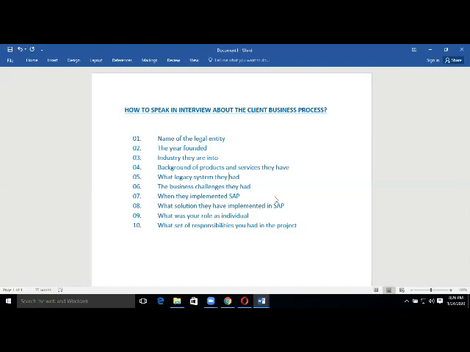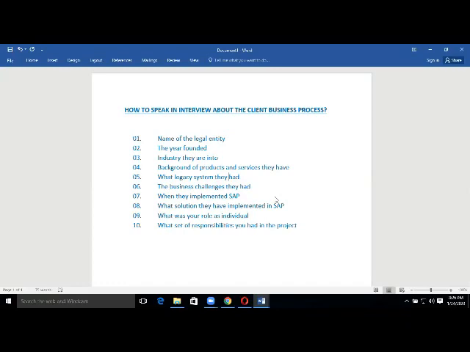From the interview point of view, let me tell you how to speak in an interview. In any interview you go to, you say you have worked in implementation, support, rollout, upgrade, migration, enhancement, any project that you have worked on. The first thing they would ask you is, what was your client business process? So how do you speak in an interview about the client business process?